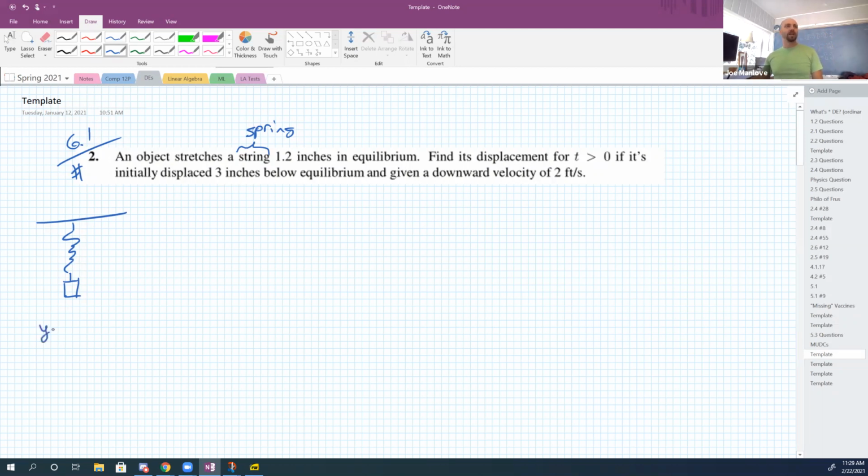So I'm thinking about that as like y of 0 is what? 1.2. Initial position. Oh, okay. So I have this sort of other statement here, right? So there's two displacements given, right? One is 1.2 inches in equilibrium, and the other one is that it's displaced 3 inches initially. So one of those is going to be my initial value, and the other one's going to help me solve for the spring constant. So we'll go with 3 for the initial. Yeah, so I think the initial's 3.